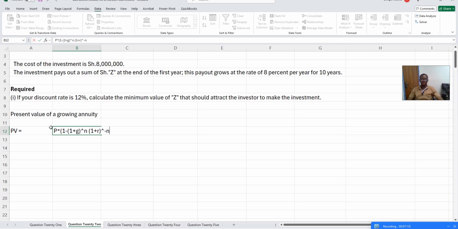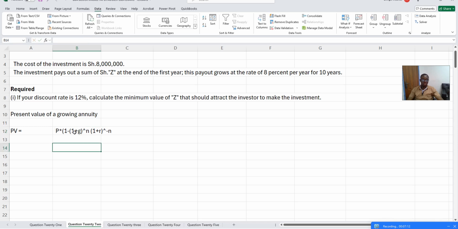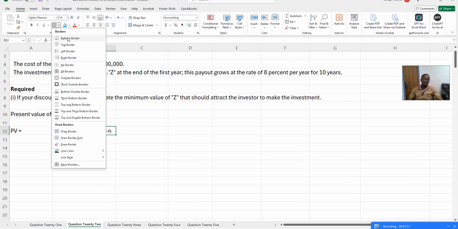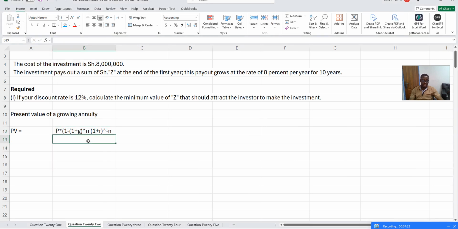Okay, so after having all that, we are going to divide all this by, of course, r minus g, if at all you can recall what we did earlier on.